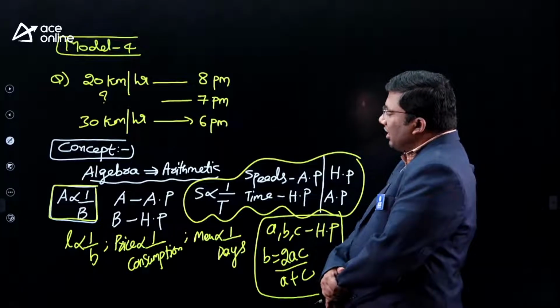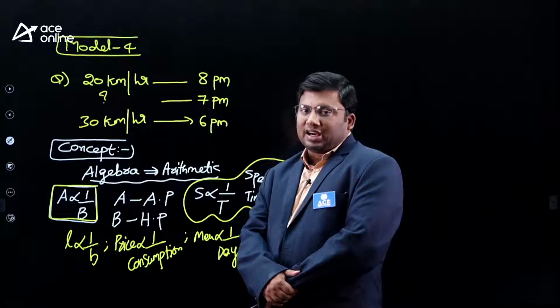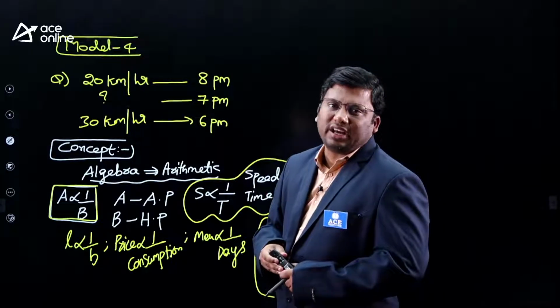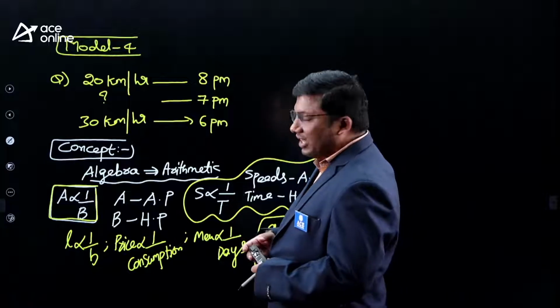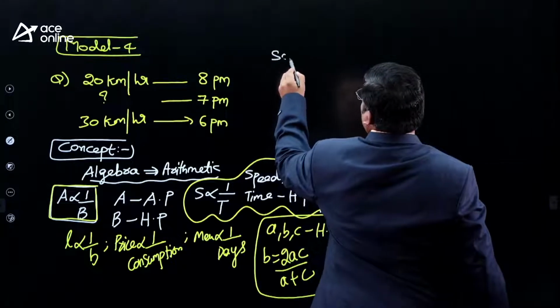A and B are inversely proportional to each other. If one is in AP, another will be in HP. If you know this concept, this question should take less than 10-15 seconds to solve. Listen carefully, sir. How am I solving this question?